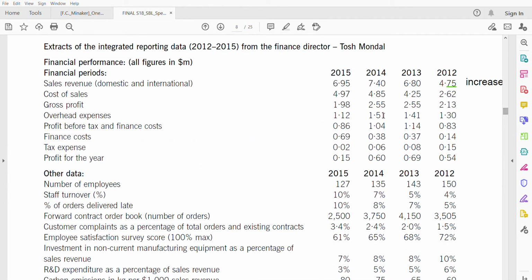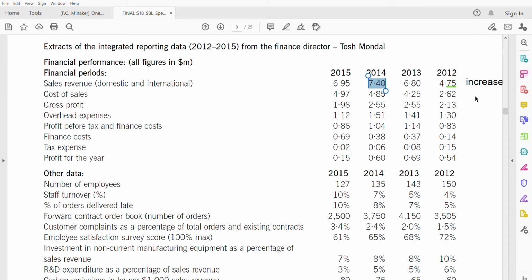Just see this exhibit, sales revenue. Just see, from 4.7 it increased to 6.8. Again it increased to 7.4. So this 7.4 is the peak. After that it again reduced. But they just told the percentage.